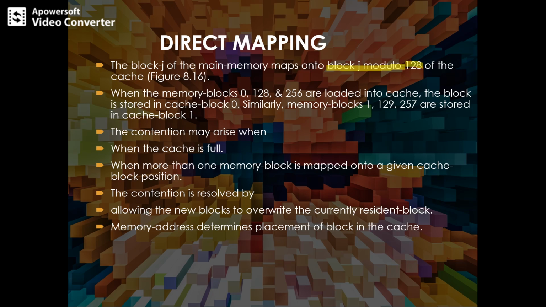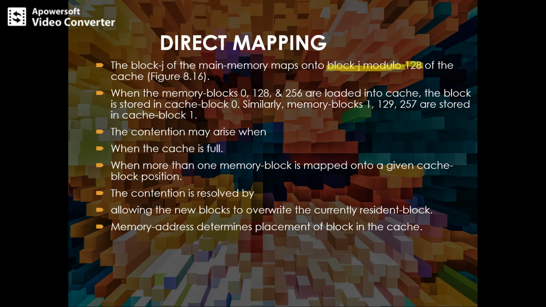129 modulo 128, that is 1. Remainder is 1. 257 modulo 128, so again the remainder is 1. So main memory blocks 1, 129, 257 are mapped into cache block 1.